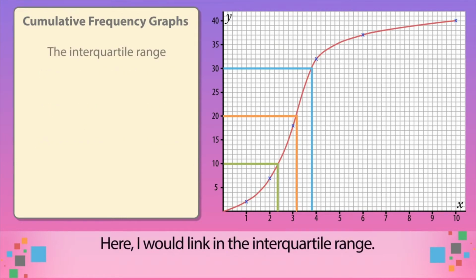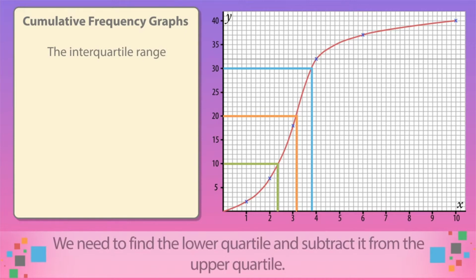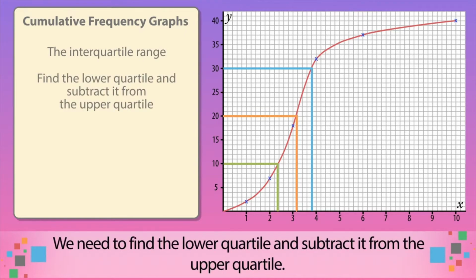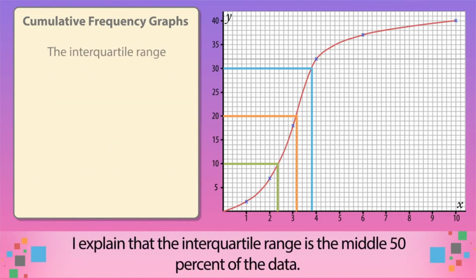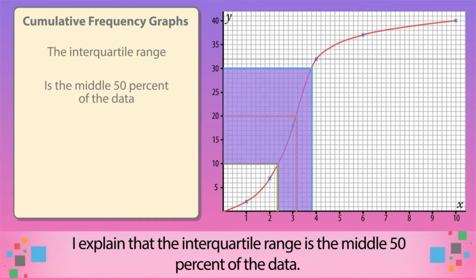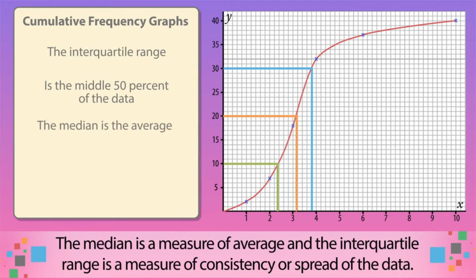Here I would link in the interquartile range. We need to find the lower quartile and subtract it from the upper quartile. Here we have 3.8 minus 2.4, giving an interquartile range of 1.4 hours. I explained that the interquartile range is the middle 50% of the data. The median is a measure of average, and the interquartile range is a measure of consistency or spread of the data.